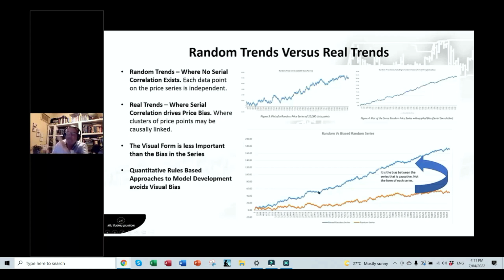So the visual form is far less important to us than the bias in the actual series itself. And therefore we use this quantitative rules-based approach to model development that avoids visual bias. So we're not using visual methods to identify trends. We're using quantitative methods to identify whether or not there is this serial correlation in this data series that we are trading.